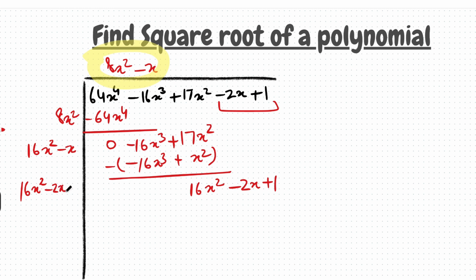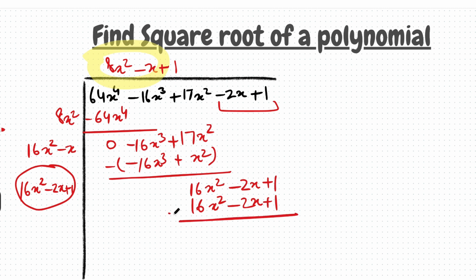Okay, now we can clearly see that this expression is matching with this part. Okay, if we simply add plus 1 here and plus 1 in our answer and multiply this whole expression with plus 1, then we will obtain exactly the same as the above expression. And if we subtract these two, then we'll get 0. So this means that 8x square minus x plus 1 is the square root of this polynomial.